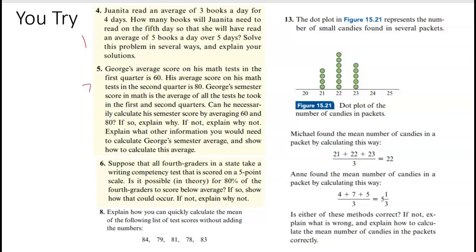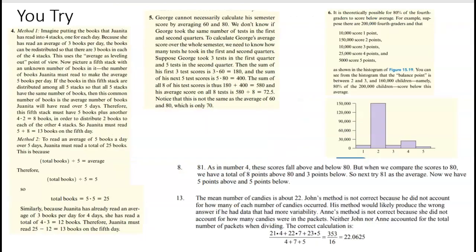So go ahead and complete all of these. There's 1, 2, 3, 4, 5 problems. Don't skip any of them. Press play when you're ready to see the solution. Take your time. And there we go.